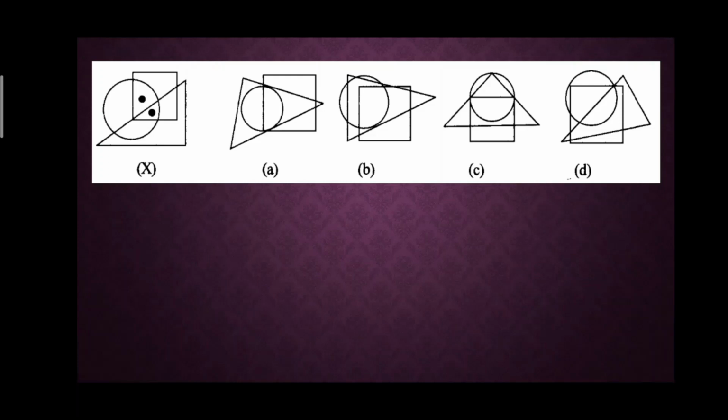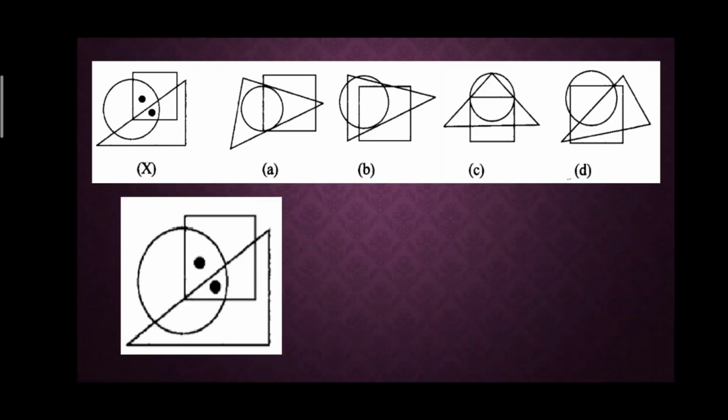Now in the question you can see X, that is the problem figure. Two dots are there. I am giving these dots different colors so it is better for you to understand. I'll give the first dot blue color and the second dot pink color. Now the first dot defines what? It defines that the blue dot is inside the circle and the square but it is outside the triangle. I have written minus triangle here. This is what the blue dot represents.